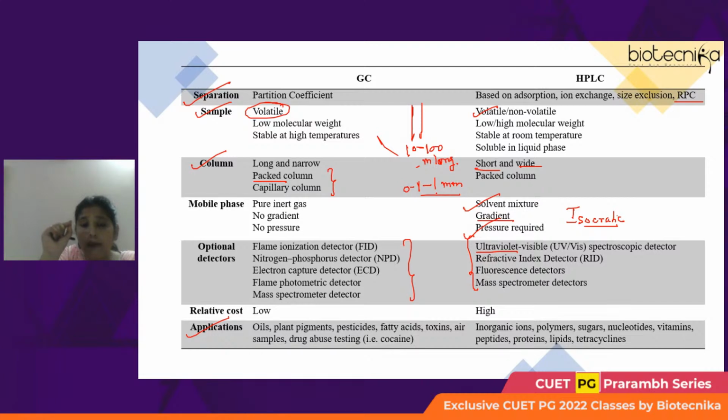So why different types of columns? Because every technique has its own advantages and disadvantages. So maybe the conventional columns that we are using, see, at the end it's in the column where separation is taking place, right?